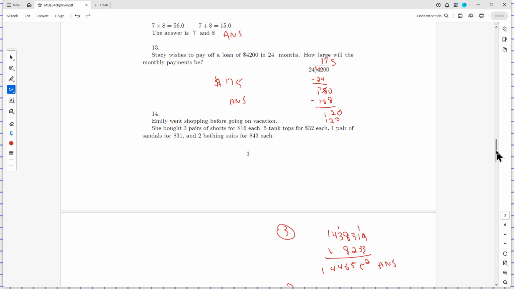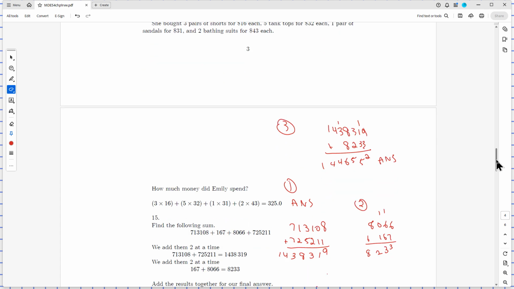Emily was shopping. She bought 3 pairs of shorts at $16, 5 tank tops for $32, a pair of sandals for $31, and 2 bathing suits for $43. How much did she spend? You can see it right here. The groupings, the number of times each appeared, $325.